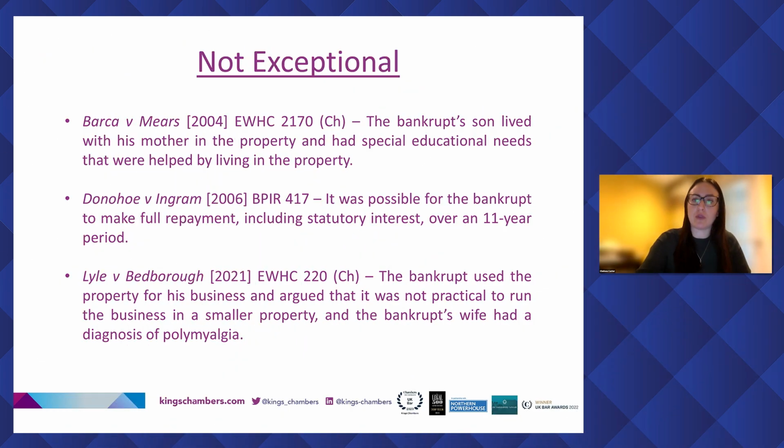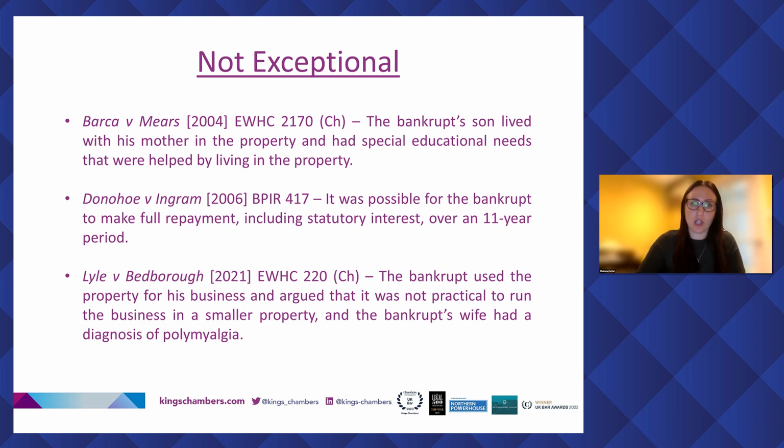Now, just 3 examples of where the court has considered the case and circumstances not to be exceptional. We've firstly got the case of Barker and Mears, High Court case from 2004. In that case, the bankrupt's son lived with his mother in the property and had special educational needs that the bankrupt and his partner said were helped by the mother and the child living in that specific property. Now, the court found that the son's educational needs or problems were not severe, and that it was unclear if the mother's ability to help the son would be impaired as a result of the sale, and if so, to what extent. There was a clear lack of evidence here, just an assertion that the move would disrupt the care that the mother provided to the child who had special educational needs.